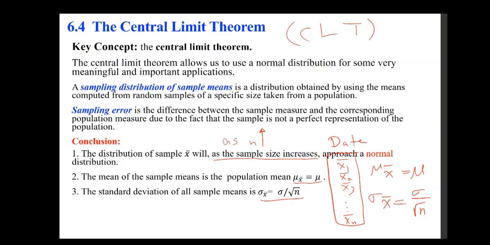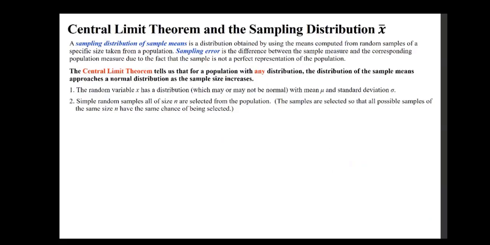So this is the synopsis of the section. Understanding the concept is extremely important. Central limit theorem and the sampling distribution of X bar. A sampling distribution of sample means is a distribution obtained by using the means computed from random samples of a specific size taken from a population. Sampling error is the difference between the sample measure and the corresponding population measure due to the fact that the sample is not a perfect representation of the population.